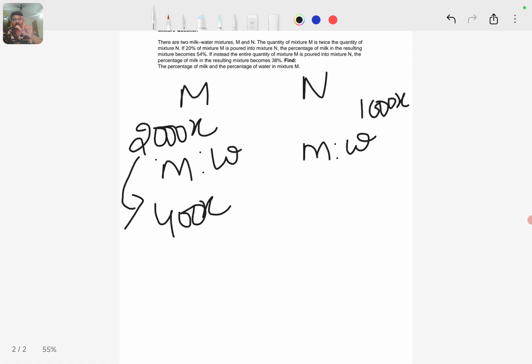So here comes the concept. First let me dive into this one. I will tell you what the 20% matter is later. 20% of the mixture M is poured into N, which means 400x is poured into N. Now how much mixture has become in N? 1400x liters.